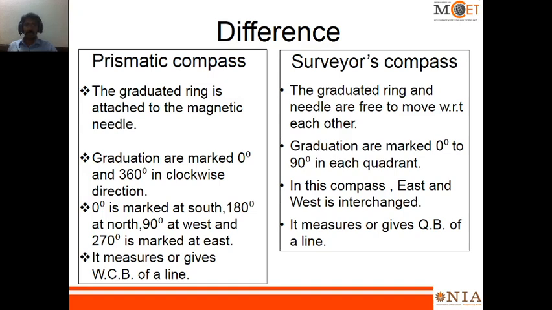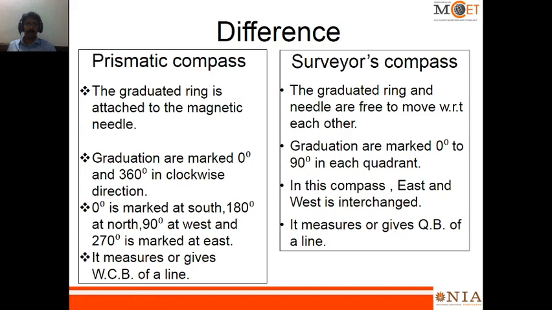Here the graduations are marked 0 and 360 degrees in clockwise direction. Here graduations are marked 0 to 90 degrees in each quadrant. 0 is marked at the south and 180 degrees at the north, 90 degrees at the west and 270 degrees is marked at the east. Here the graduations are marked 0 to 90 degrees in each quadrant. In the compass, east and west is interchanged. It measures the whole circle bearing. It measures the quadrantal bearing or the reduced bearing.